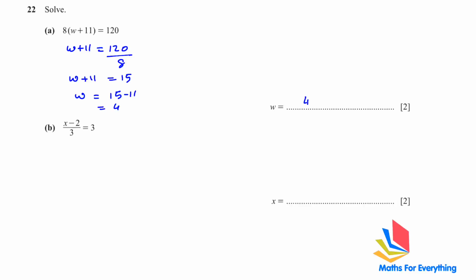And for part B, we have to find x. This number will move to the other side. Again, it's a divide, so it will be a multiply. x minus 2 is equal to 9. x is equal to 9 plus 2, which is 11.